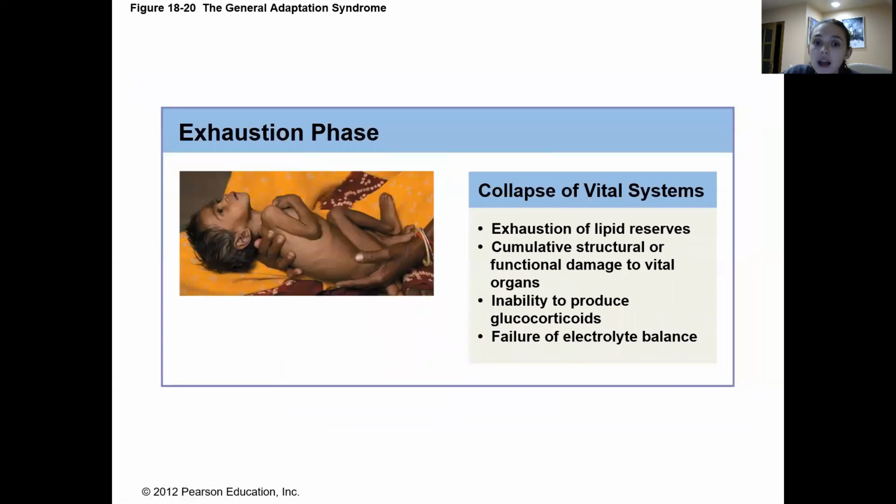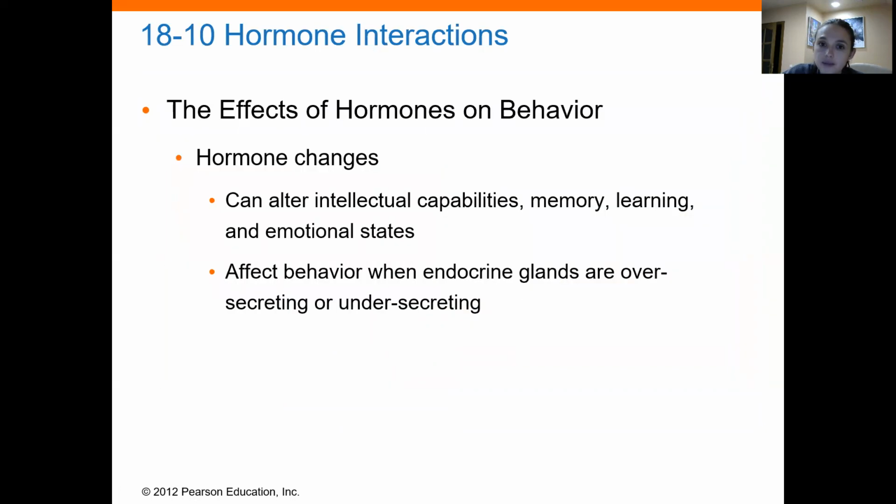And the last stage is the exhaustion phase, which is presented by the collapse of vital systems, exhaustion of lipid reserves, cumulative structural and functional damage to vital organs, inability to produce glucocorticoids, and failure of electrolyte balance.